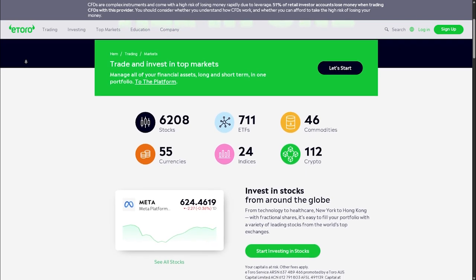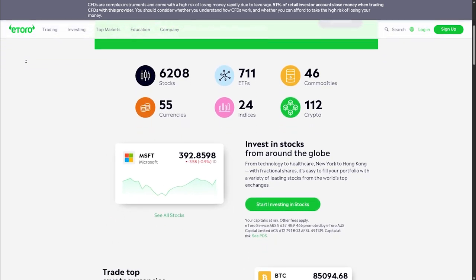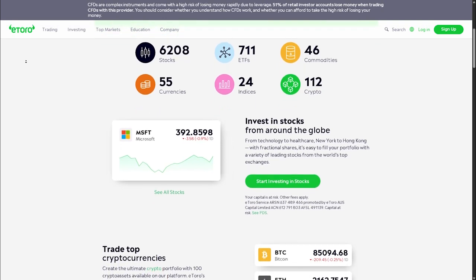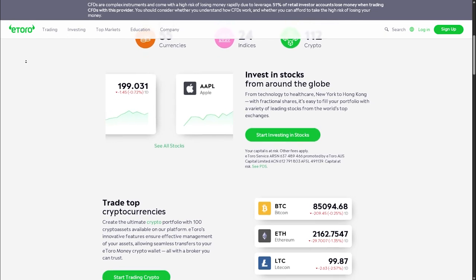Step 1. You have to create an account. You can either visit the eToro website or download the mobile application. Sign up with your email address or social media account and complete the verification process. This typically takes about 24 hours.